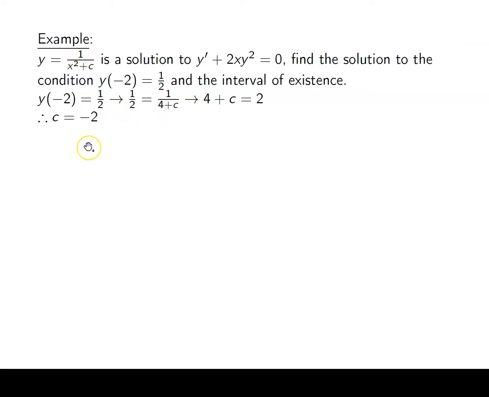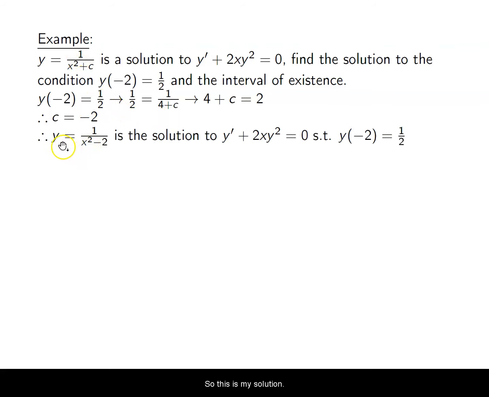So this is my solution to this DE, such that y of -2 is 1/2. This condition gives me this unique solution, right? So this only exists when the denominator is non-zero. Okay, so let's look at this, right?